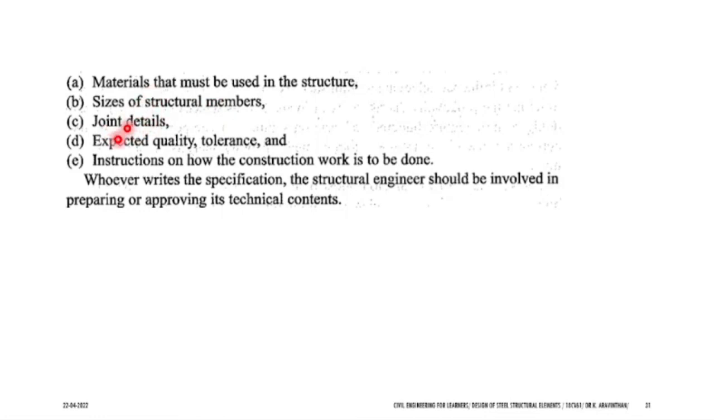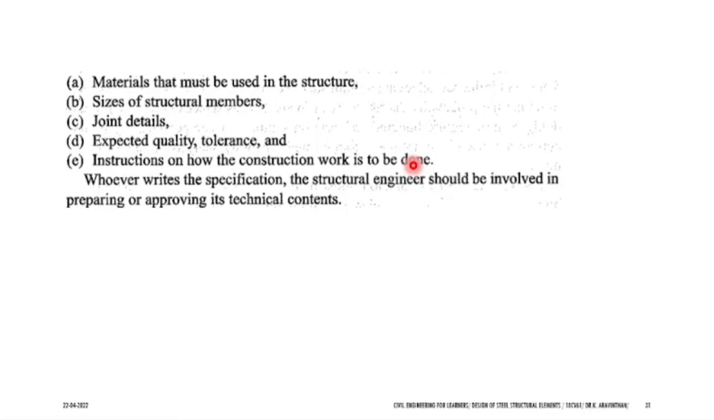Joint details, expected quality and tolerance, and instructions on how the construction work is to be done should also be given. Why? Because during any construction, before laying concrete, the member should be thoroughly coated with a thin plastic layer in order to prevent stickiness between the shuttering you are providing and the concrete you are pouring.